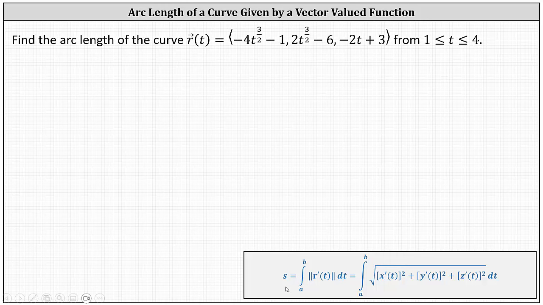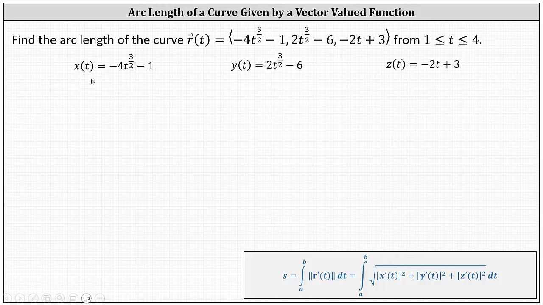equal to the integral from a to b of the magnitude of r prime of t dt, which is equal to the integral here on the right. To begin, looking at the vector valued function r of t, x of t equals negative 4 t to the 3 halves minus 1, y of t is equal to 2 t to the 3 halves minus 6, and z of t equals negative 2t plus 3.